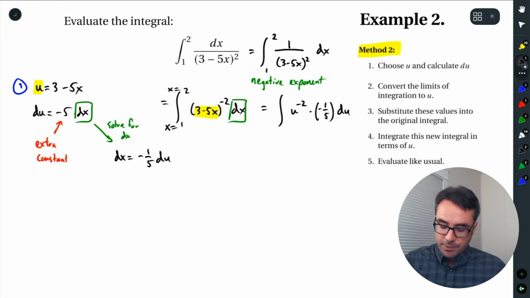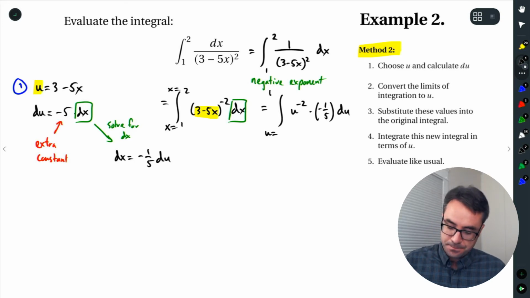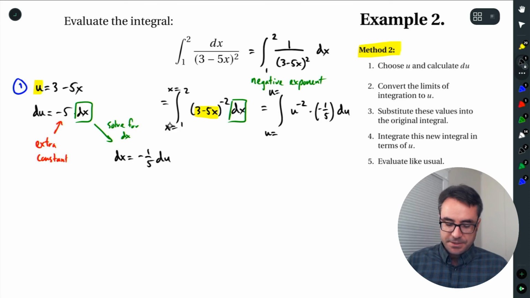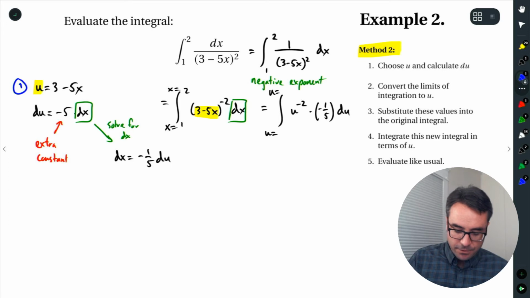What we want to do is find the corresponding values for u. And this is where the method is slightly different than the one we just did. So using this substitution, we're going to actually convert the limits of integration.